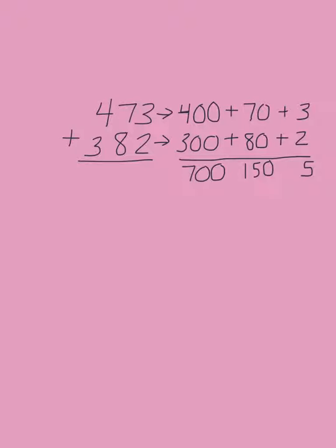So here we can go ahead and add the 100 from the 150 to the 700. So that's going to be 800 plus the 50 plus the 5. So our total is 855.